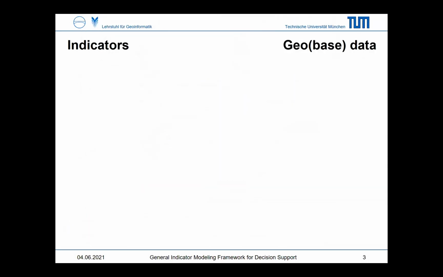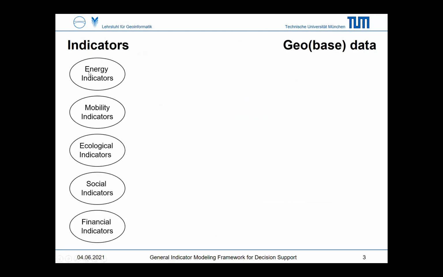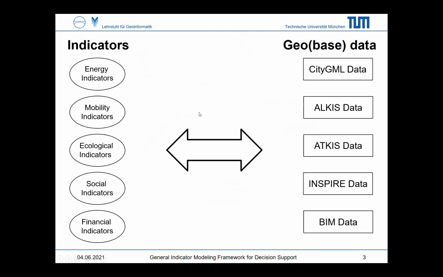On the one side, we have these kinds of indicators on the left side: energy indicators, mobility, etc. And on the other side, we have existing data, which comes from completely different organizations and in different data models. For example, everybody here is probably familiar with INSPIRE, the European data modeling and the European spatial data infrastructure, which includes a set of data models. Then we have, just as an example from Germany, ALKIS and ATKIS, the German cadastral standard and the German topographic data modeling standard. Of course, other countries, such as the UK with Ordnance Survey MasterMap, have similar data models.